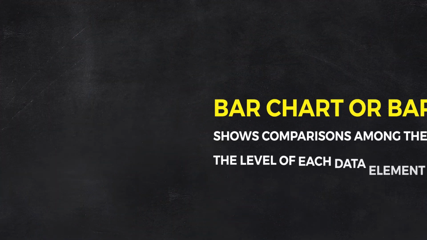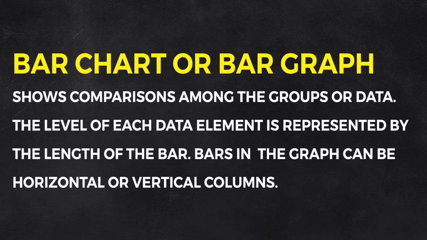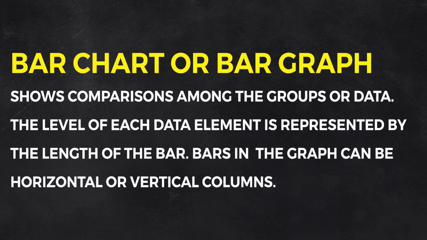Number 1. Bar chart or bar graph. It shows comparisons among the groups or data. The level of each data element is represented by the length of the bar. Bars in the graph can be horizontal or vertical columns.